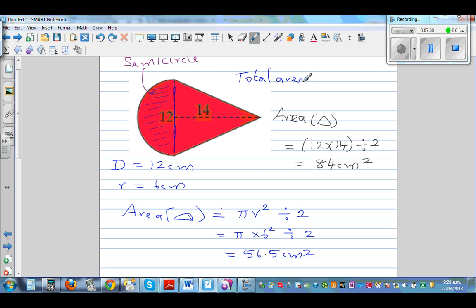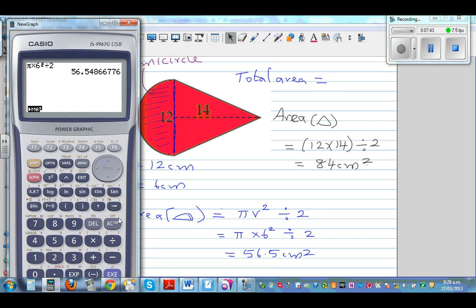So I can say that the total area would be 84 plus 56.5. So let me use the calculator. 56.5 plus 84, which is 140.5 centimeters squared.